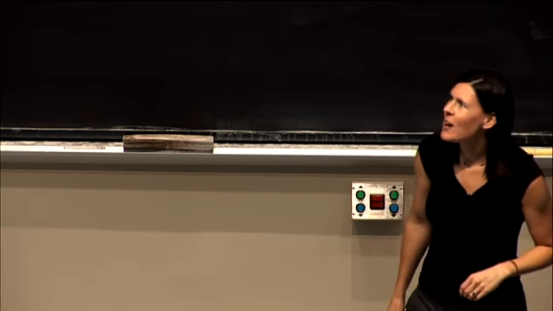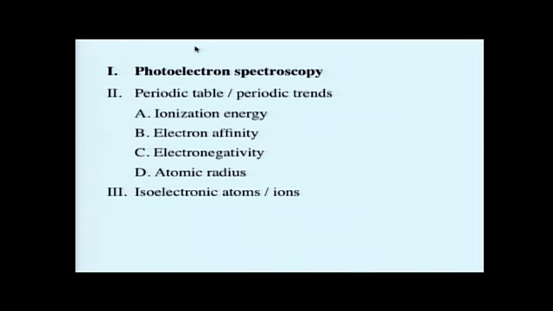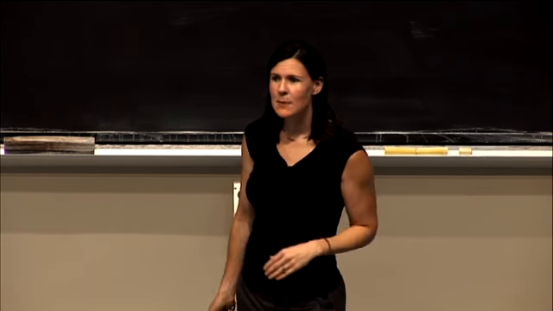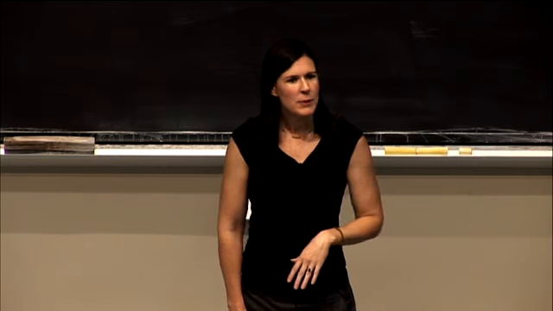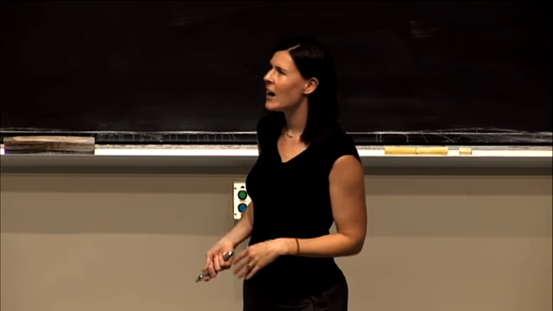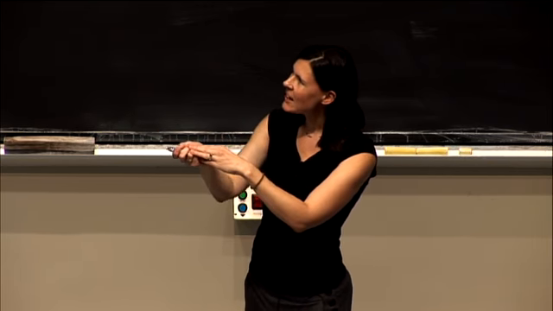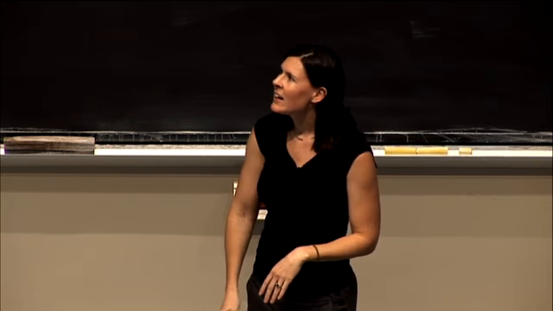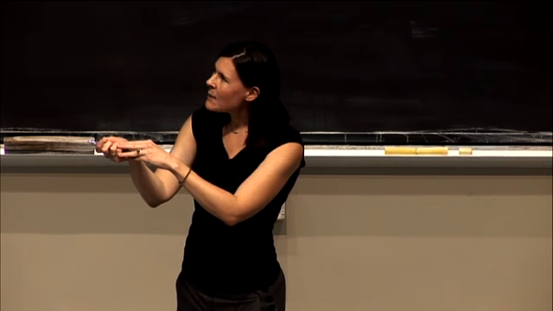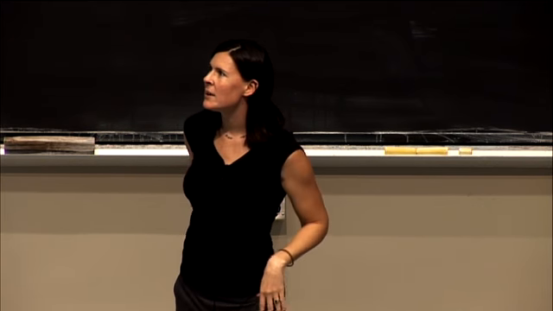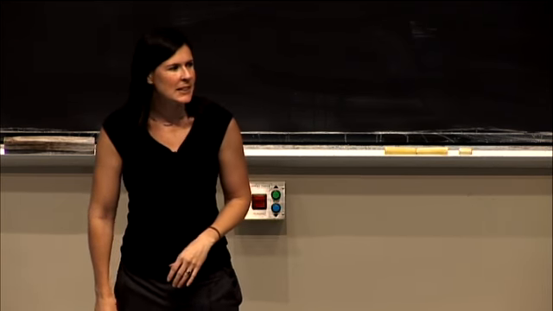All right, so let's move on to what we're talking about today. What we're going to start with is discussing photoelectron spectroscopy, which is a spectroscopy technique that will give us some information about energy levels in multi-electron atoms. We'll then take a turn to talking about the periodic table. We'll look at a bunch of periodic trends, including ionization energy, electron affinity, electronegativity, and atomic radius. And then if we have time at the end, we'll introduce one last topic, which is isoelectronic atoms and ions.